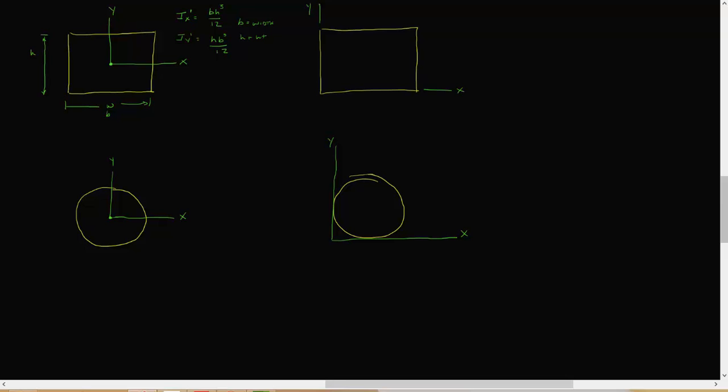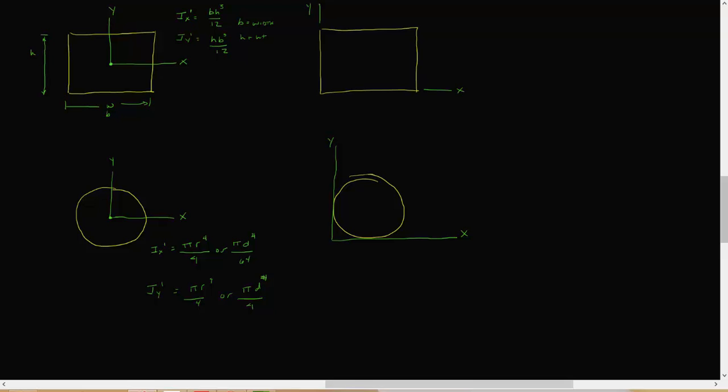For a circle, again, you could use the back of the book. They give you the same exact equations. This is pi r to the fourth over 4, or you could say pi d to the fourth over 64, and Iy prime is pi r to the fourth over 4, or again pi d to the fourth over 64. Now again, this is if the axis is sitting at the centroid.